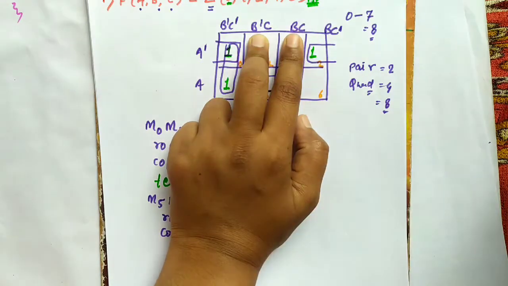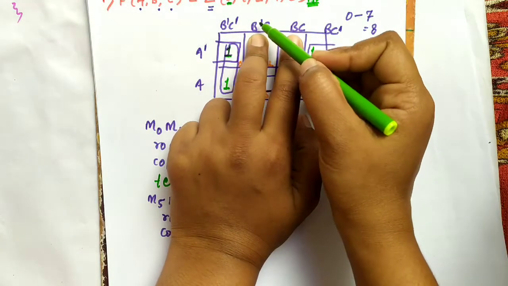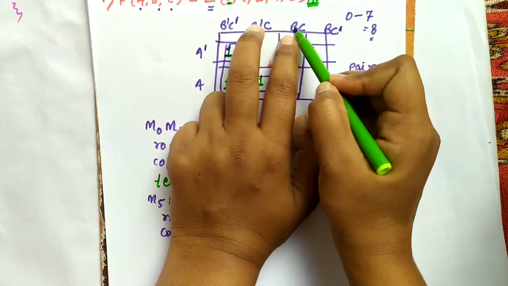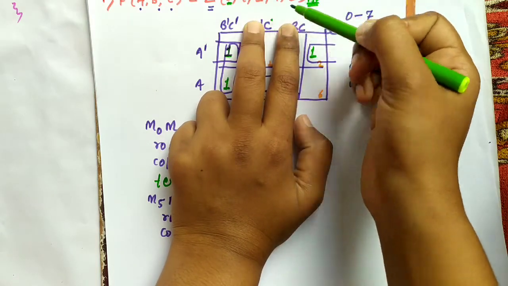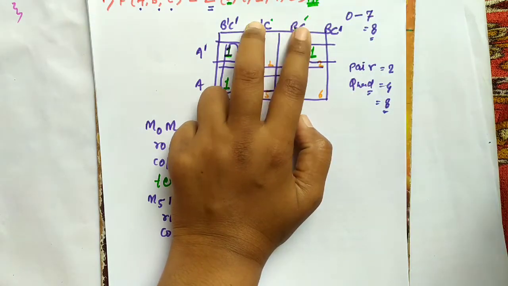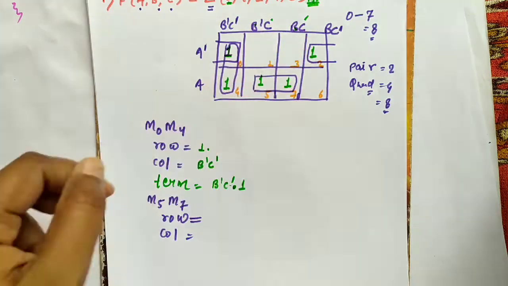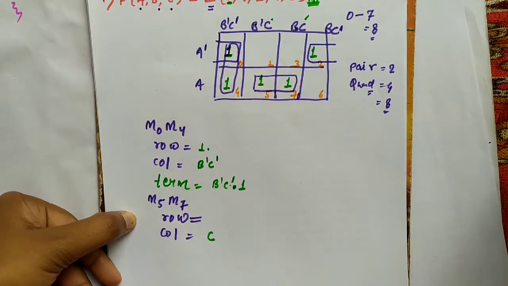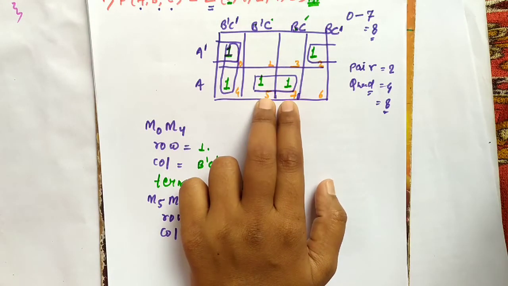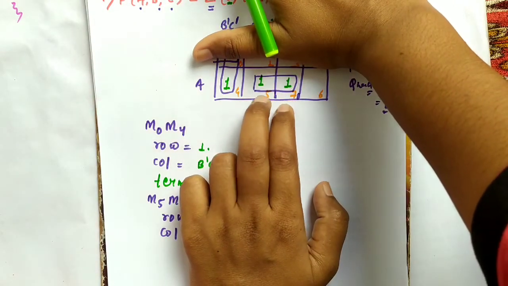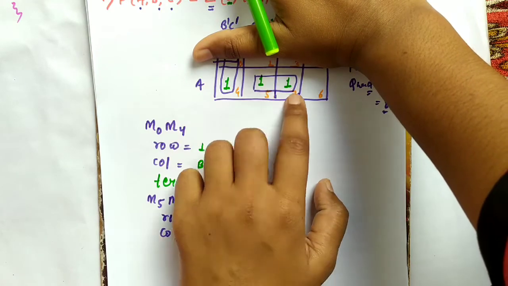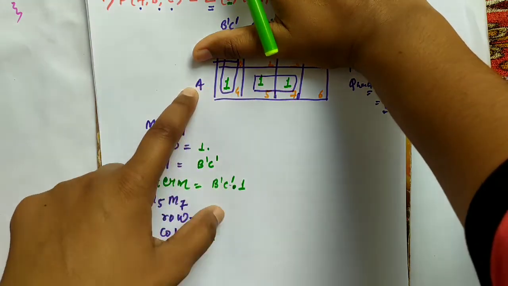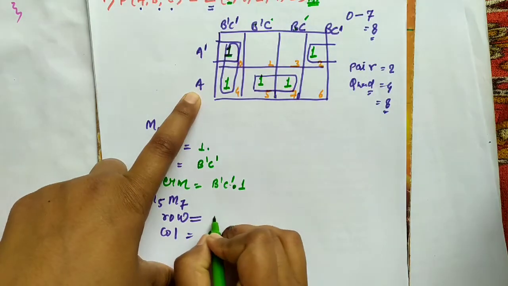Which value is the same in these two columns? Here is B dash, here is B, so B is not the same. But here also C and here also C. Both contain C. So in the place of the column, we can write C. Now the row, it is in the second row. There is 5 and 7, so the row is A. So here we write A.